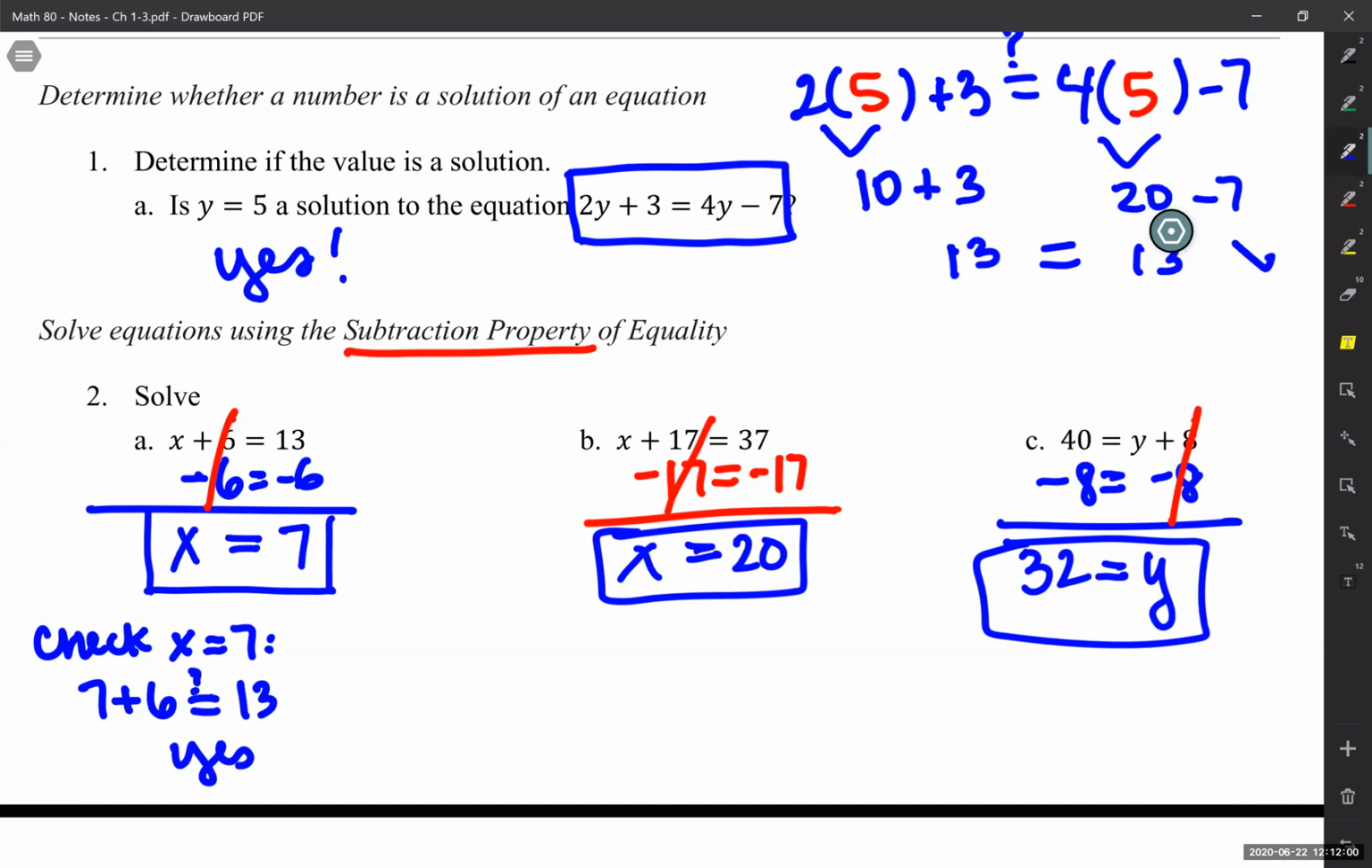Any of these problems, you can check just like I did on part A and see if you got the right answer or if you need to do the problem over.